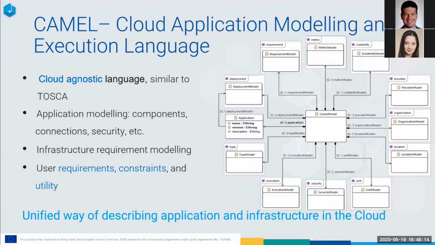CAMEL is built from modules. It currently contains many modules, and it will have more because there is work in progress on extensions. What is important to notice is the fact that these modules can be reused in more than one CAMEL application model. For example, in Melodic, we have some predefined metric models that are reused in many application models.